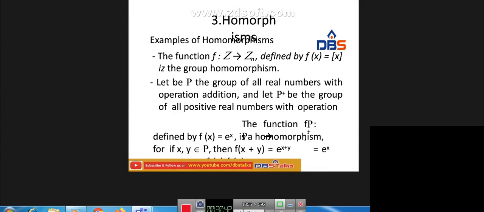Example of homomorphism. For example, the function f: Z → Zn defined by f(x) = x is a group homomorphism. Let R be the group of all real numbers with operation addition, and let R+ be the group of all positive real numbers with operation multiplication. The function f: R → R+ defined by f(x) = e^x is a homomorphism, because if x, y belong to R, then f(x + y) = e^(x+y) = e^x · e^y. That is called the homomorphism of the particular function.